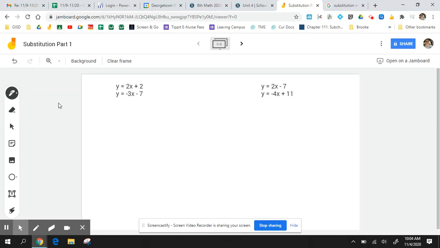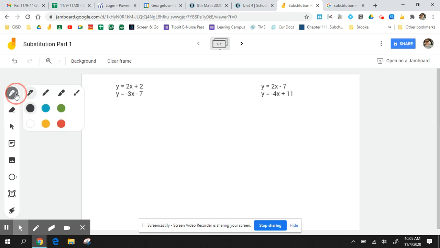Hi everyone, today we are going to look at substitution. It's our part one. It is another way to solve a system of equations. Yesterday we learned about graphing and going into Desmos and graphing it through there and finding that solution. But today we're going to look at the substitution method. It is another way to solve for the solution of your system of equations.